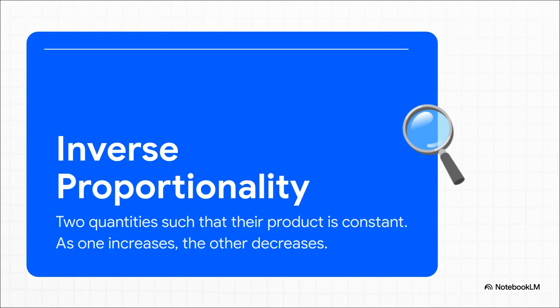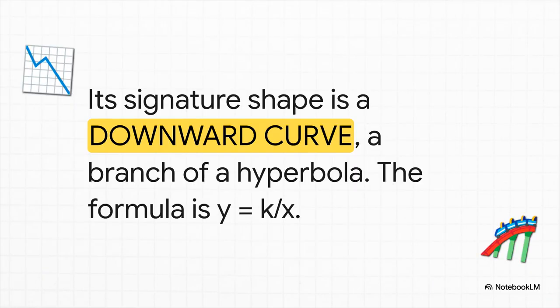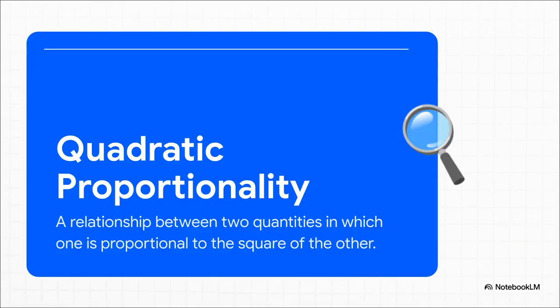In this case, it's their product that stays constant. And its signature shape is completely different. It's this beautiful downward swooping curve called a hyperbola. It starts up high and then it gets closer and closer to that bottom axis, but never actually touches it. The moment you see that curve, you instantly know you're looking at that seesaw relationship, where one thing's gain is always another's loss.